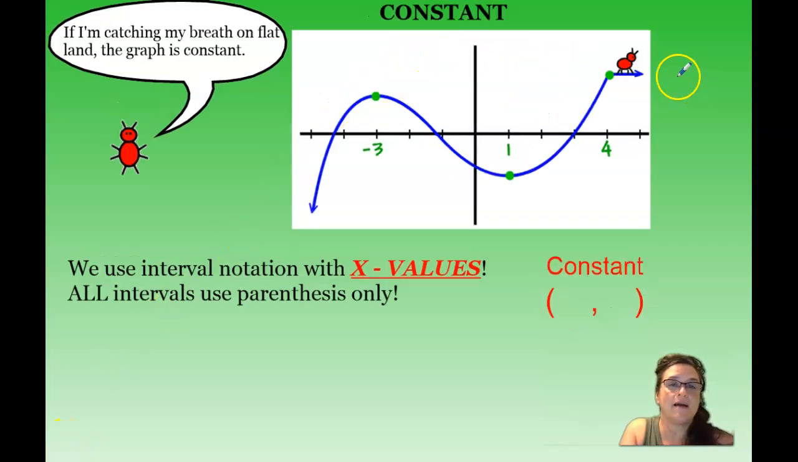Then the constant section of this function begins at 4, and we can see as it goes off the graph that it remains constant. Remember, a constant function graphs a horizontal line, so from 4 to positive infinity would be the interval where the y values remain constant, and x is from 4 to infinity.